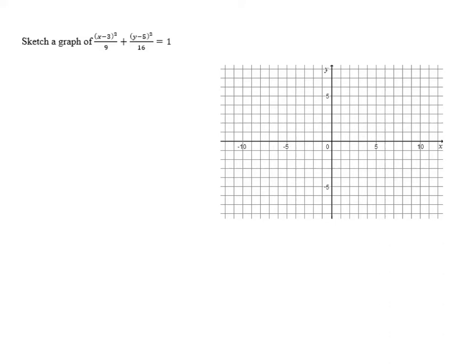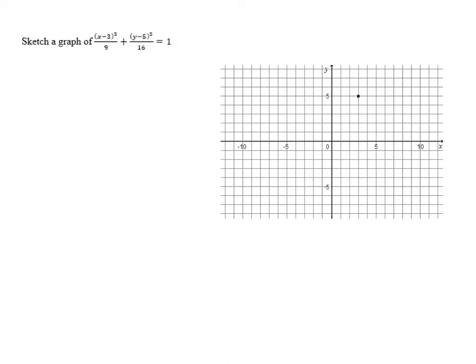Sketch a graph of (x minus 3) squared over 9 plus (y minus 5) squared over 16 equals 1. We can see that this is the equation of an ellipse. However, it's not centered at the origin. It's a shifted ellipse. Because x has been replaced with x minus 3, that shifts us to the right 3. And because y is replaced with y minus 5, that shifts us up 5. So the center of this ellipse is going to be at the point (3, 5).